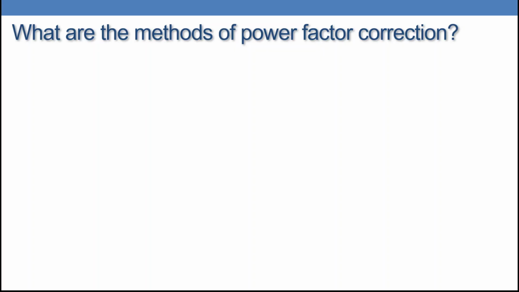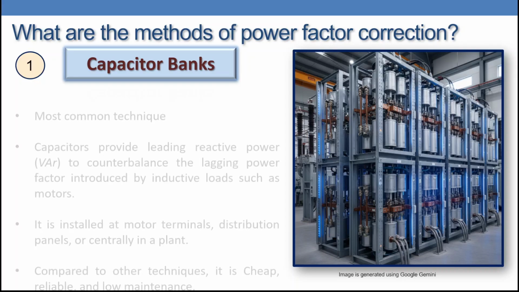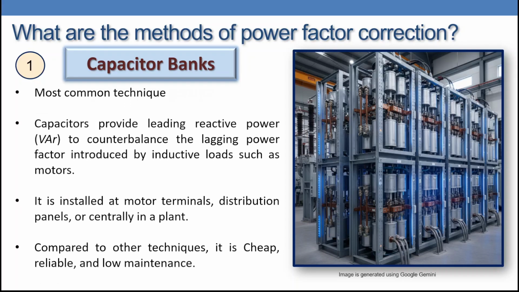The simple and easy one is capacitor banks. That one is the most common type. We are going to add the capacitor bank to our system, and it provides a leading reactive power to counterbalance the lagging power factor introduced by inductive loads, something like motors. It will be installed on the bus bars or in the main panel to improve the power factor of the supply.